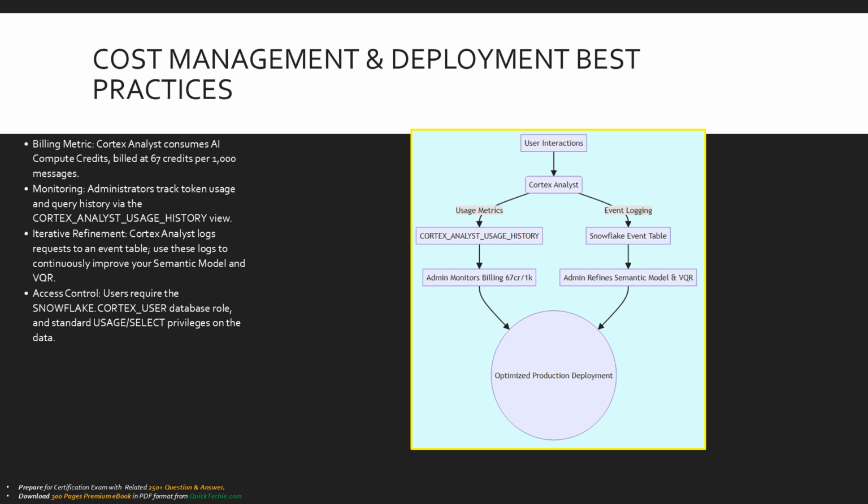Our final flowchart illustrates the continuous improvement lifecycle. User interactions flow into Cortex Analyst, which outputs two distinct telemetry streams. Usage metrics flow into the Cortex Analyst usage history view, allowing the admin to monitor billing. Simultaneously, event logging captures the actual natural language prompts into a Snowflake event table, empowering the admin to refine the semantic model and VQR. Combining strict cost control with continuous AI refinement results in a highly optimized production deployment.